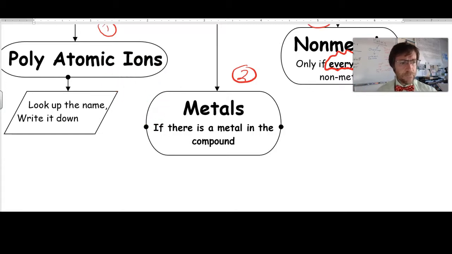Table E has all the polyatomic ions you're ever going to need. You look up the name and you write it down and you're done. That's all you do for polyatomic ions. We're done. Okay? That's it. That's all. It's super easy. It's on table E.